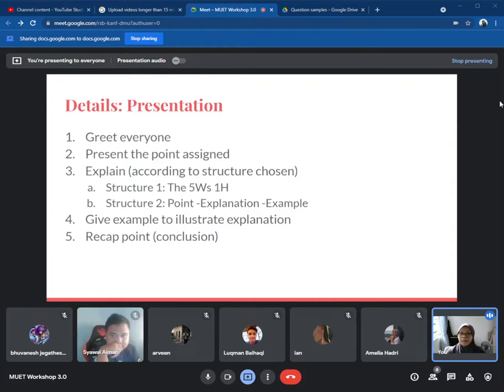Yang paling penting in your speaking part, especially for your individual presentation, is number 1, you present your point. Number 2, you explain your point really, really well. Number 3, you provide example for your explanation.